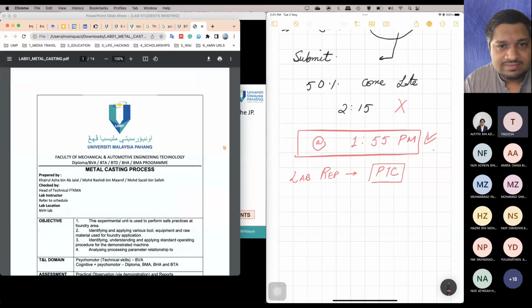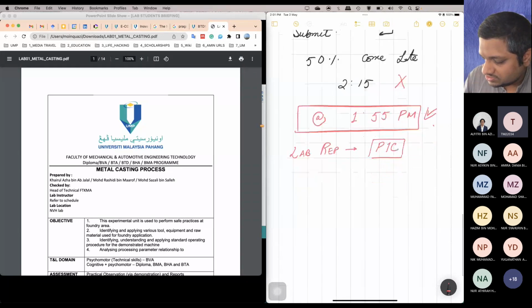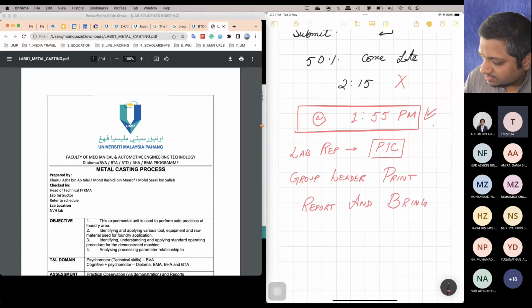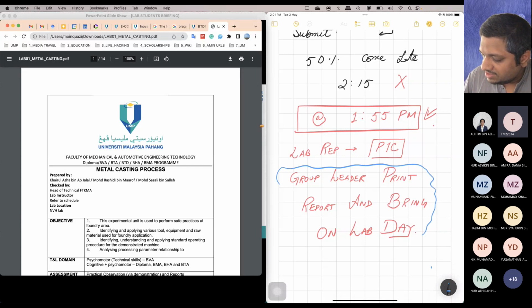Once you open casting lab, this lab sheet is going to open. Not all students, only the group leader. So the group leader needs to print this report and bring it on lab day. It is important for you to print this report and bring it on lab day so that you can get a signature on the safety.